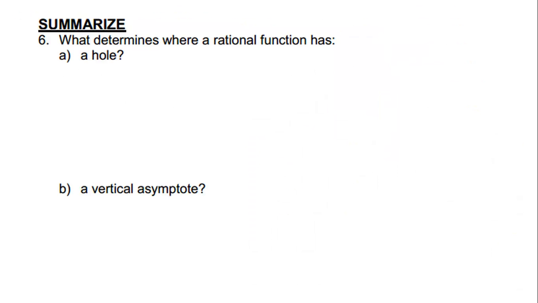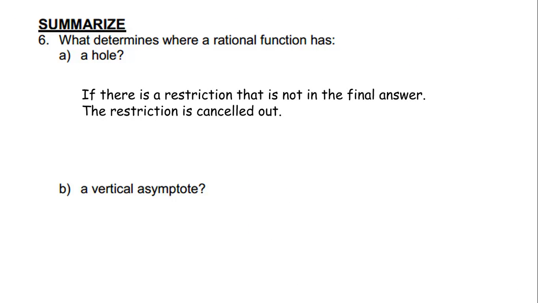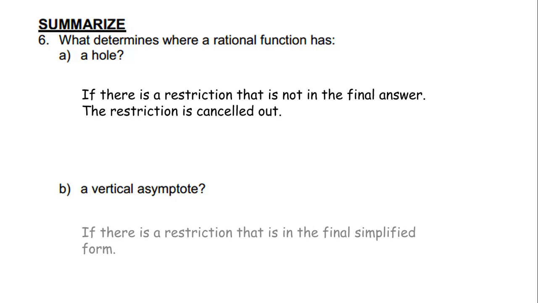To summarize, what determines where a rational function has a hole? If there's a restriction that is not in the final answer, the restriction is canceled out, then it's a hole. If there's a restriction in the final simplified form, then it's a vertical asymptote. Okay, so very straightforward. Each of the restrictions can be classified either as holes or asymptotes, and it all just depends if they got canceled out or not.